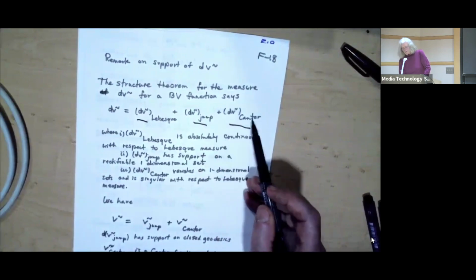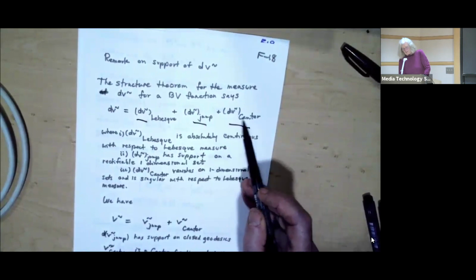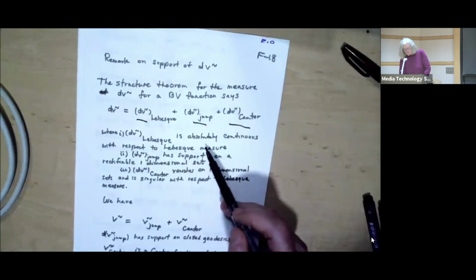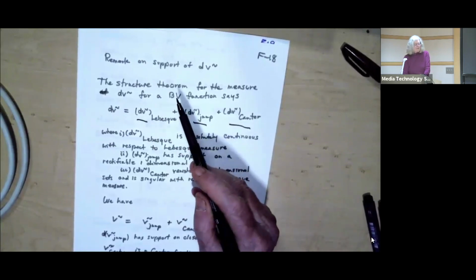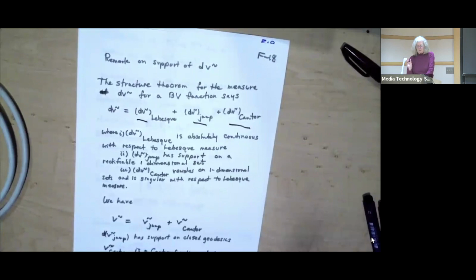And the Cantor set is, well, in this case this theorem is actually interesting because we know that the Lebesgue piece is 0. That is, the support was on this geodesic lamination. Right. Lebesgue piece is 0. The jump set are the closed geodesics. So and the Cantor piece, the function actually splits. And the Cantor piece is basically described by a classical Cantor function.